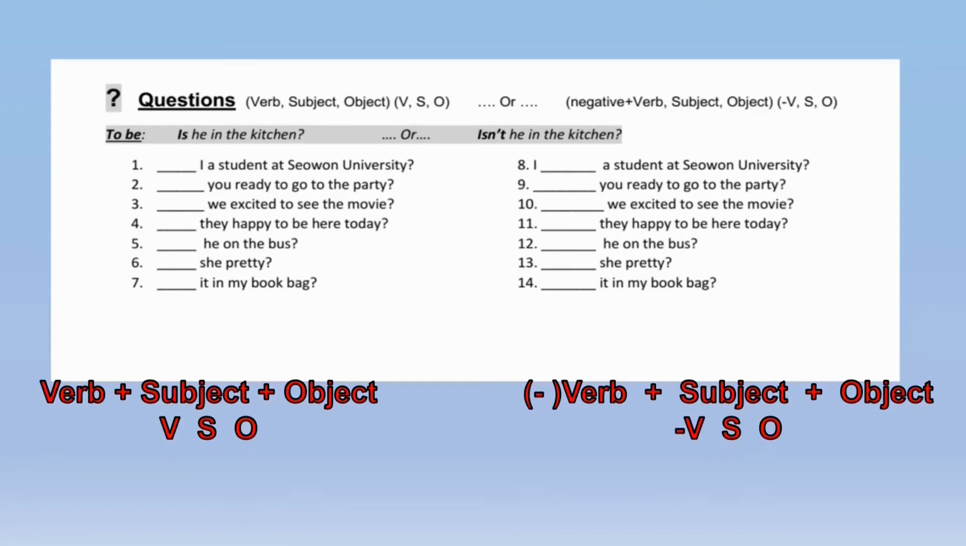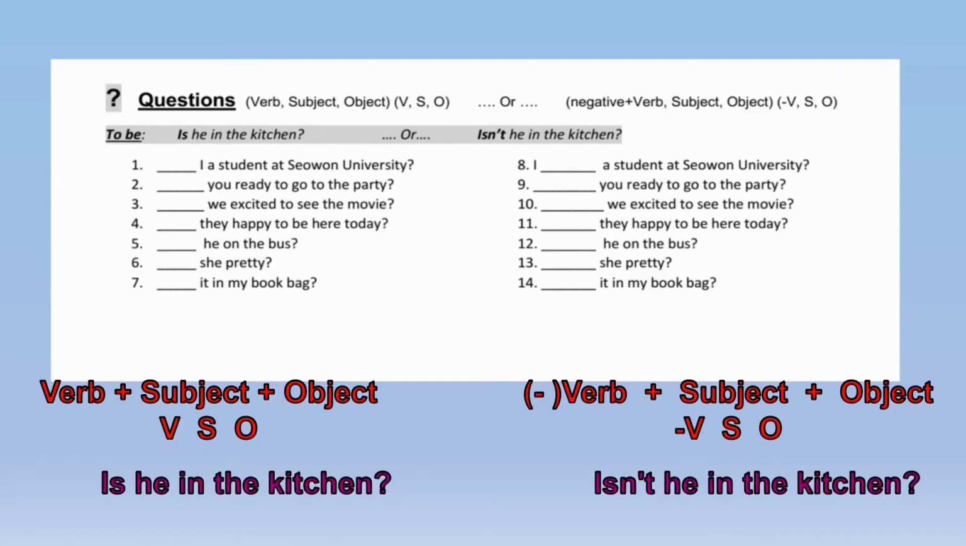So for example, is he in the kitchen? Would be a positive question. Isn't he in the kitchen? Is a negative form of the question. Both are the same question. It's just that there are two different ways of saying it. Is he in the kitchen? Or isn't he in the kitchen?